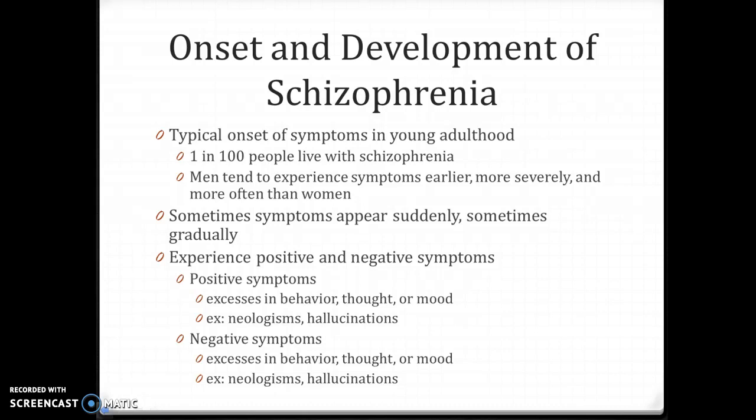The onset and development of schizophrenia. The typical onset of symptoms happens in young adulthood, around the early 20s. Around 1 in 100 people live with schizophrenia, and men tend to experience symptoms earlier, more severely, and more often than women. Sometimes symptoms can appear suddenly. Sometimes they are gradual. There's not really one more than the other. It really just depends on the situation. Sometimes it can be brought on by stress. Sometimes it just happens gradually.